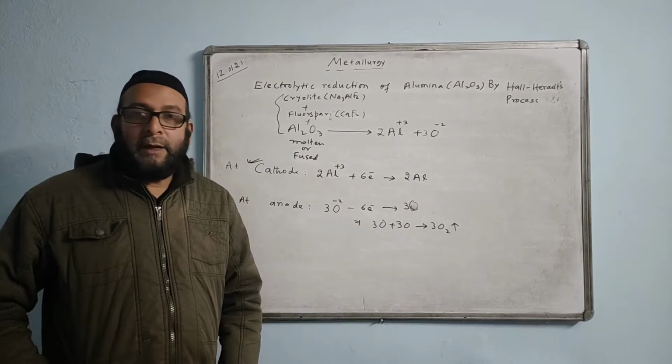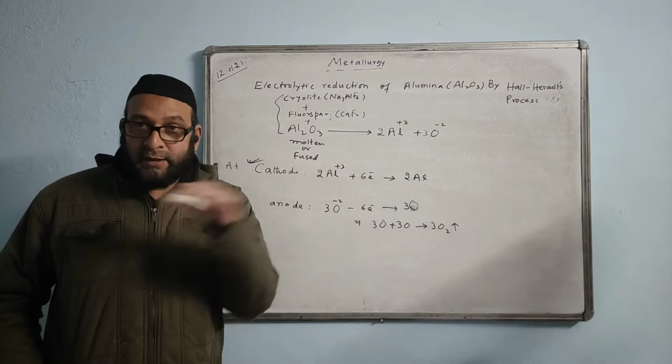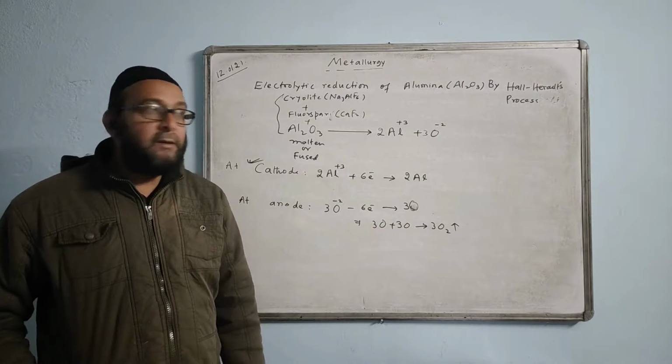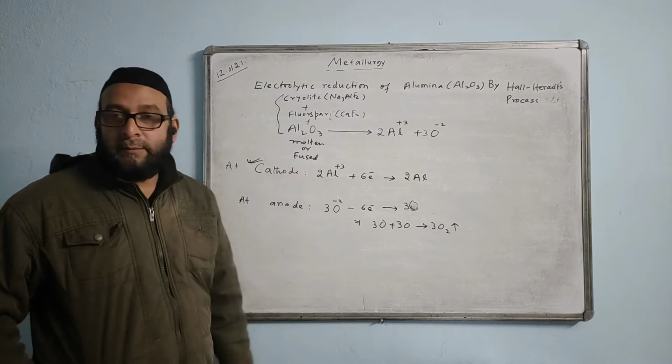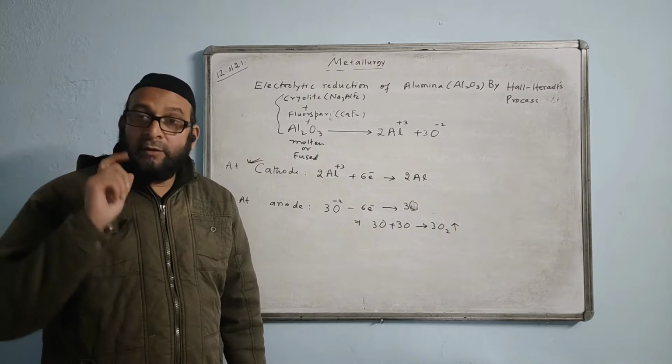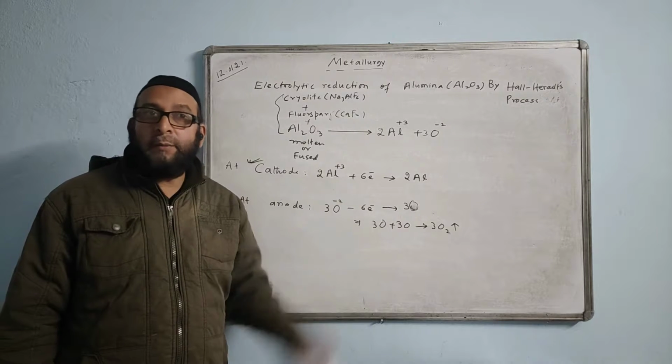To do the electrolysis of alumina in the form of a mixture, you have to add two extra things with it. What are the two extra things added to alumina? Cryolite and fluorspar. And then do the electrolysis. This will solve the problem. How does it solve the problem?